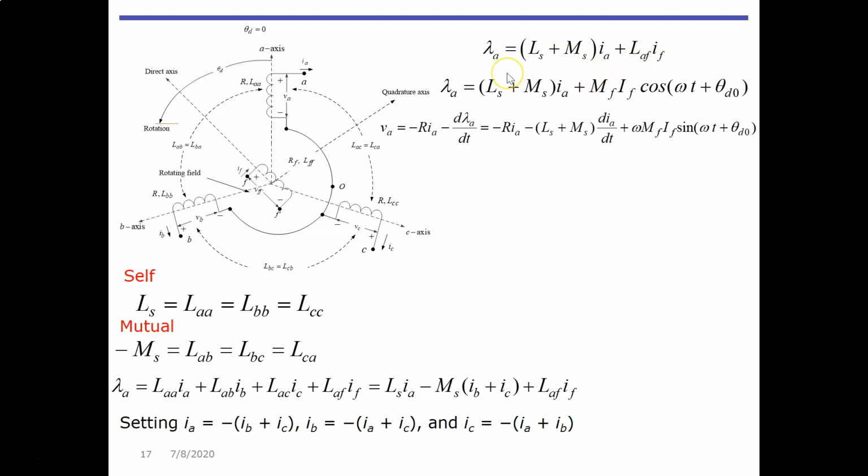So as you can see now, it has two flux linkage components, one following the stator current IA, and one following the field current. We have also introduced the mutual inductance of the field winding between A and F, and the field current IF, now with a cos of omega t plus theta d0. Now, as we remember from the transformer, using Faraday's law, we can introduce this flux linkage into this equation, and we have this relationship here.